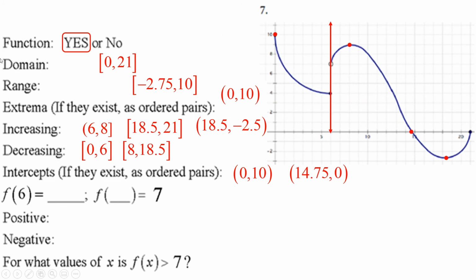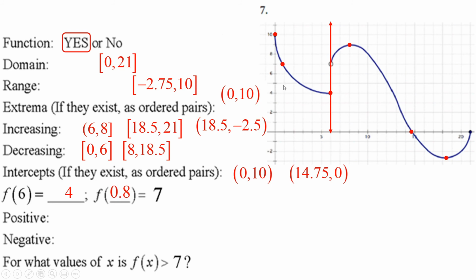All right. Now, f of 6 equals, so I go to x equals 6. And what are the coordinates at this point right there? The y-coordinate is 4. So f of 6 equals 4. And when do we have an output of 7? Well, it looks like we have a couple points with outputs of 7. There's one right there. So f of, and that's approximately 1, a little bit less than 1. So I did 0.8. f of 0.8 is 7.